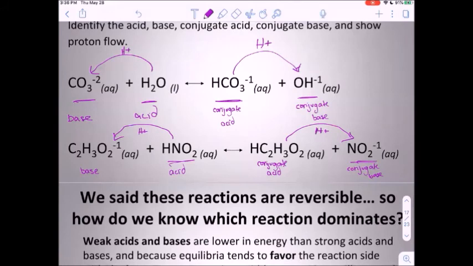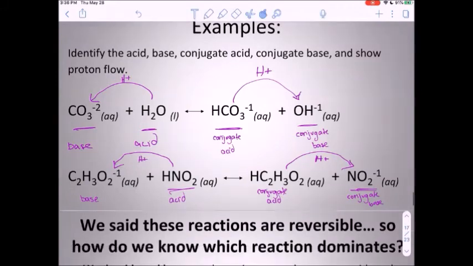So the first part of your homework is going to ask you to do this, where you're going to label an equation with the acid, base, conjugate acid, and conjugate base, and then show that proton flow. That's exactly how you would do this.